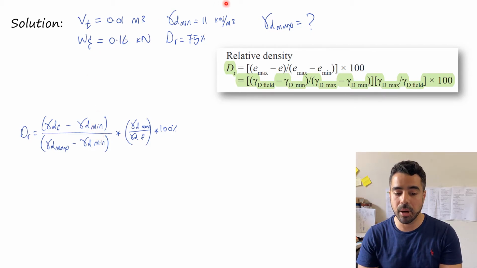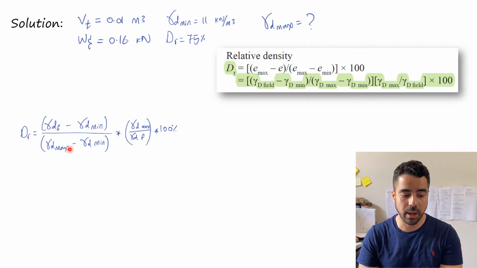Gamma dry minimum 11, it's given. Gamma dry maximum, this is basically what we are trying to find. Gamma dry minimum, again, we know that. Gamma dry in the field, we're gonna find them from these. And relative density is given.